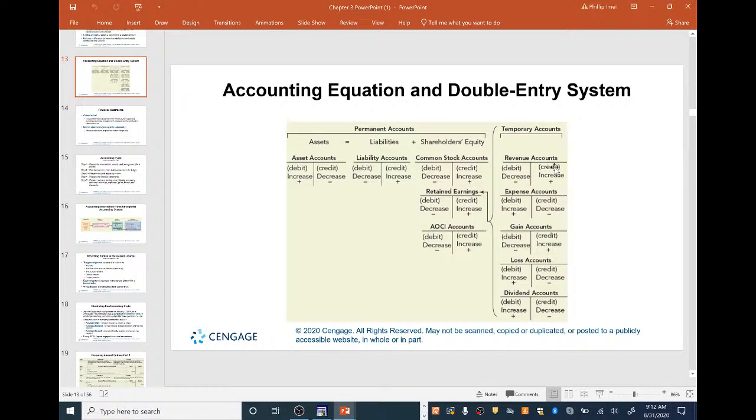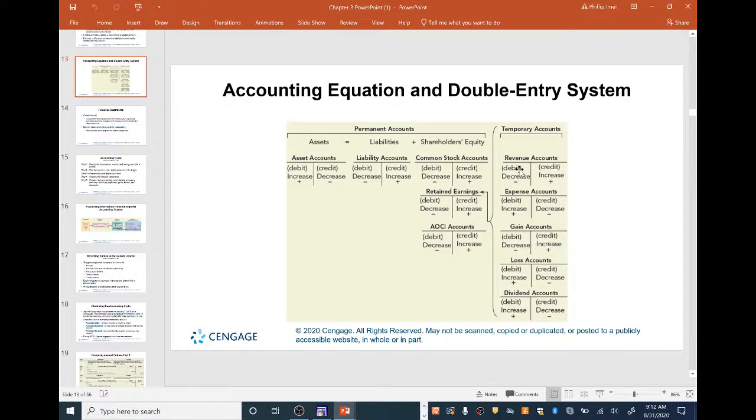Let's start with revenue accounts, okay? Debits decrease revenue accounts. Credits increase revenue accounts. Expense accounts. Debits increase expense accounts. Credits decrease expense accounts. Gain accounts. Debits decrease gain accounts. Credits increase gain accounts.